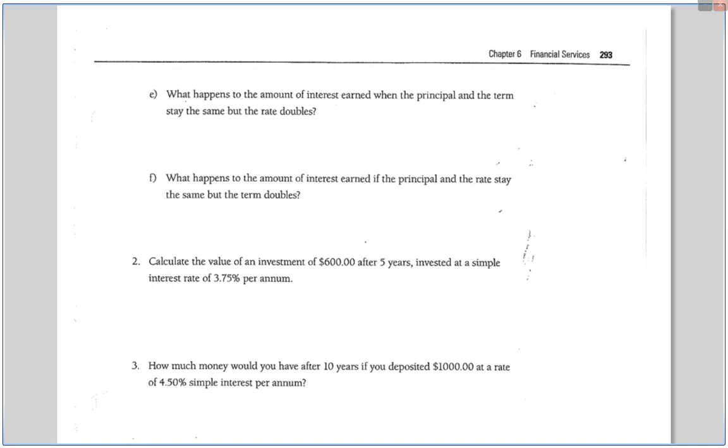And E and F is what we just talked about. So what happens to the amount of interest when the principal and the term stay the same but the rate doubles? Interest doubles. Principal and the rate stay the same but the term doubles? Interest doubles.